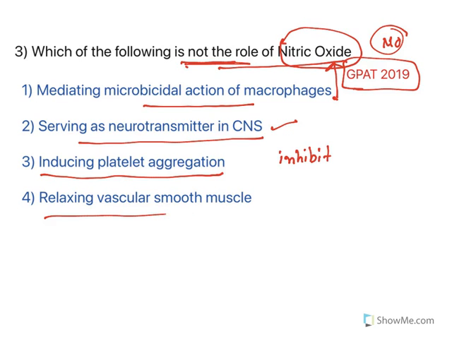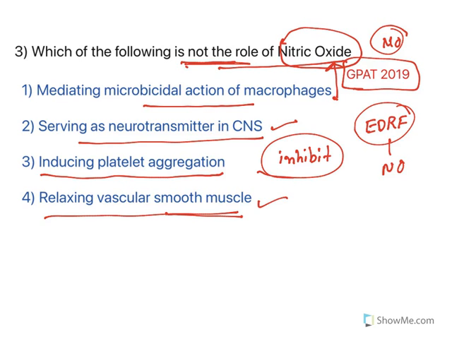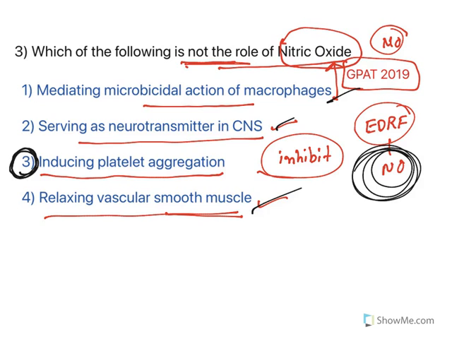It causes smooth muscle relaxation or vasodilation. True. Previously, nitric oxide was known as endothelium derived relaxing factor. It causes smooth muscle relaxation and inhibits platelet aggregation. So what is not true here? Inducing platelet aggregation. You need to understand this type of question. All the three will be correct. To know that, you need to know all the roles of that particular chemical or drug. So here the answer is, this is not the role of nitric oxide.